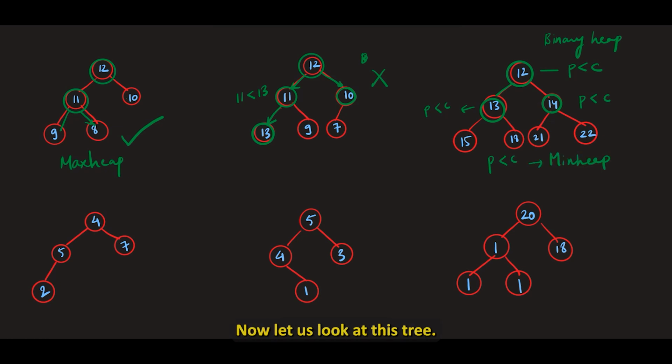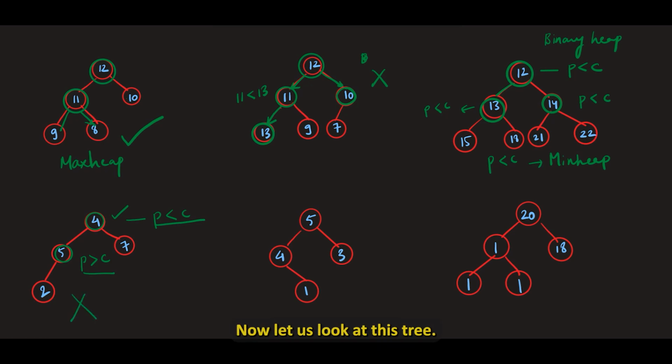Now let's look at this tree. If we look at the node 4, we can see that both of its children 5 and 7 are greater than itself. So it satisfies the property P less than C. And when we come at 5, we can see that its only child is less than itself. So it satisfies the property P greater than C. Since these properties are not aligning in the whole tree, we can say that this is not a binary heap.